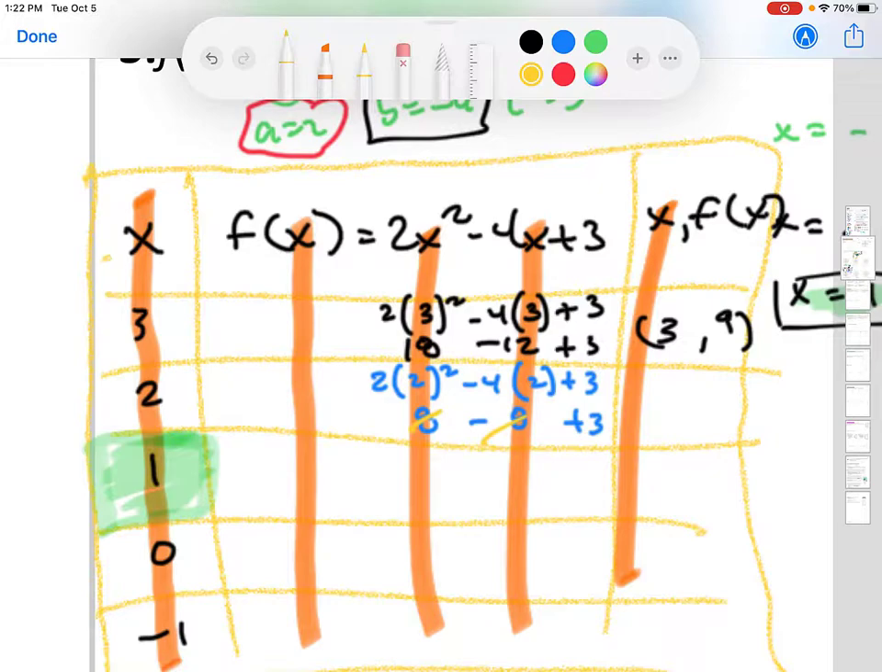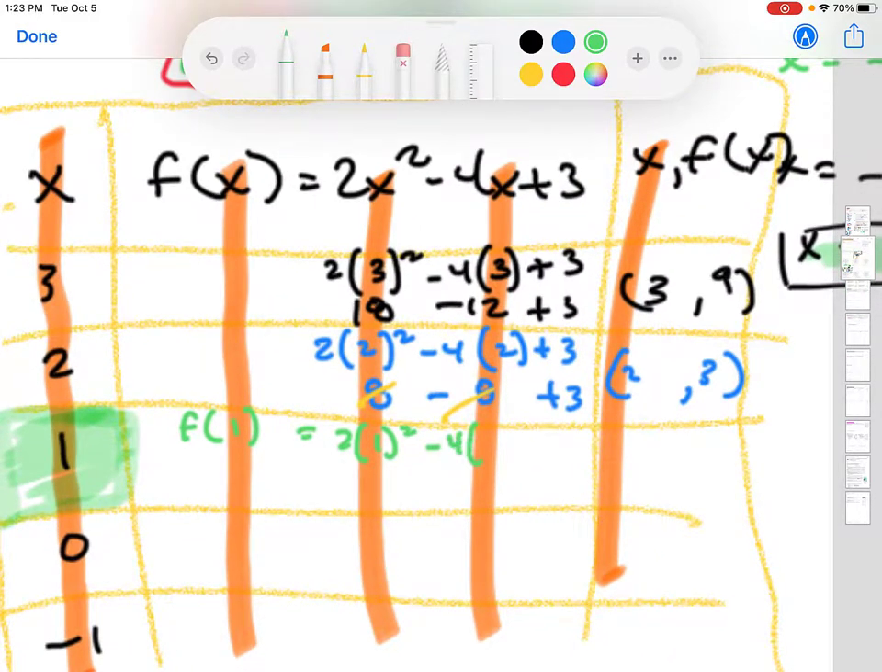And 8 minus 8 is 0, so I'm just left with 3. 2 is my orange color, and then 3 is my answer, f of x. Okay, let's do this middle one here. Remember, that's essentially just f of 1, but you don't have to write it every time. 2 times 1 squared minus 4 times 1, because you're replacing it with your x equals 1. 1 squared is 1. 1 times 2 is 2 minus 4 plus 3. So negative 2 plus 3 gives me positive 1. So my ordered pair is going to be 1, comma 1.